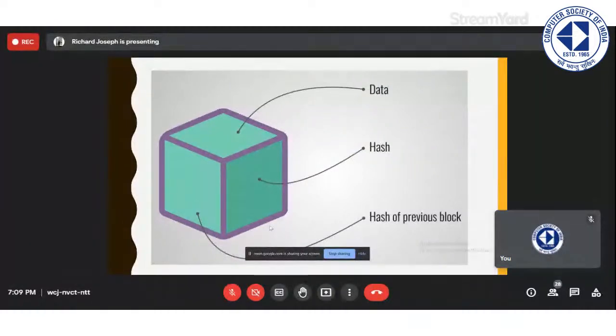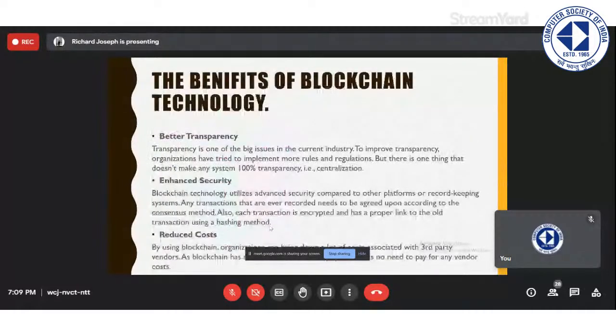Now, let's talk about some benefits of blockchain if introduced into an industry. The first is better transparency. Many organizations have issues with transparency, and they look to improve it. But no matter how many rules or regulations are put into place, there is one thing that doesn't make any system 100% transparent, and that is centralization. As long as the organization is working on a centralized system, it is never 100% transparent. So putting blockchain technology in an industry will make it much more transparent.